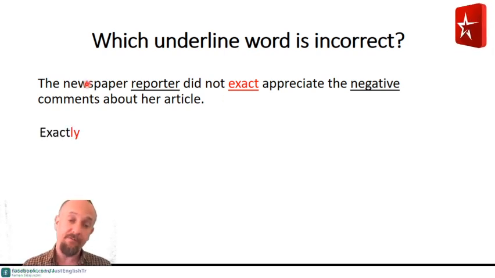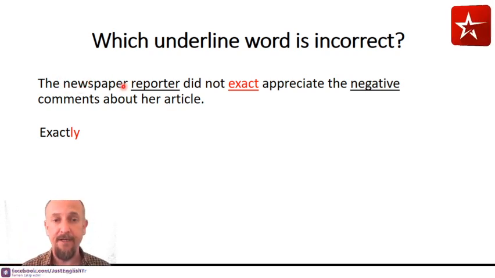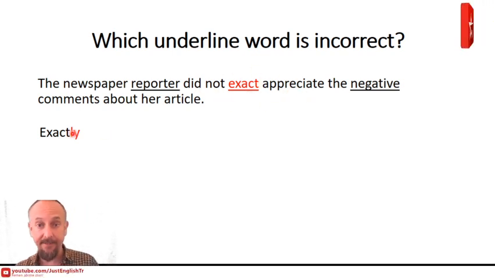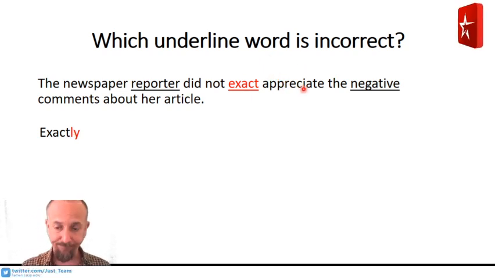Here we know we have the police inspector. Here we have another example, the newspaper reporter. We have our verb, so we know we have our subject, and what we need is our verbal form. Did not exactly appreciate. Now, exactly here is talking about the verb here.